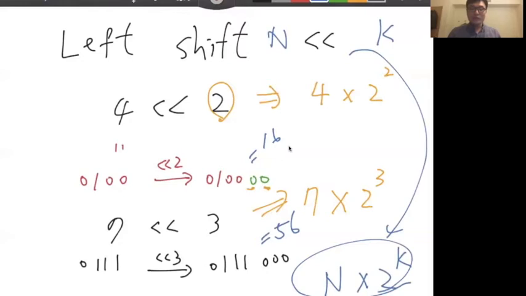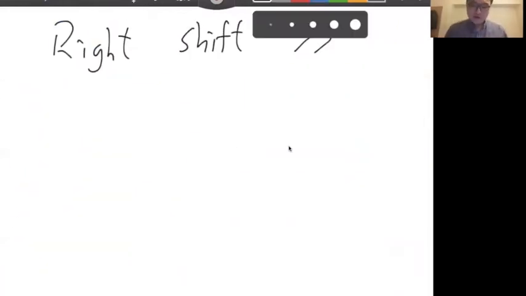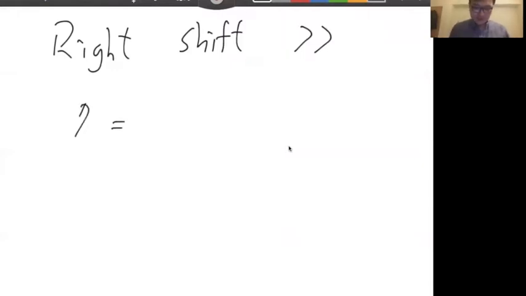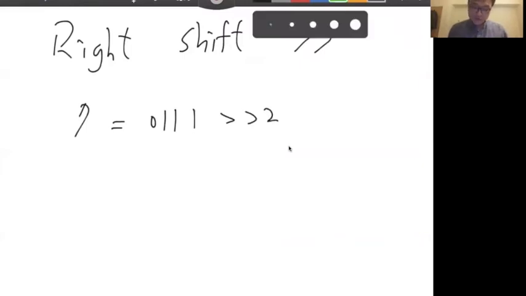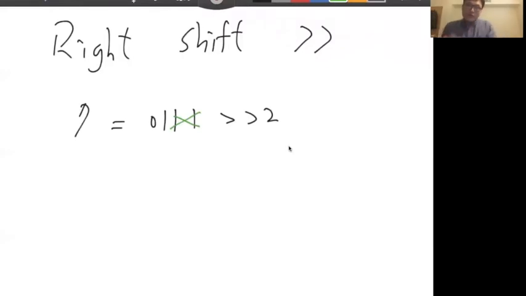In the other direction, if we want to do the right shift, you will get a similar result. So how do we do a right shift? Let's say we have a 7, which is equal to 0, 1, 1, 1, and we shift by 2. What does it actually do? It will remove these 2 bits. You want to do a right shift of 2 bits, so it will become 0, 1. And you know 0, 1 is what? It is 1.